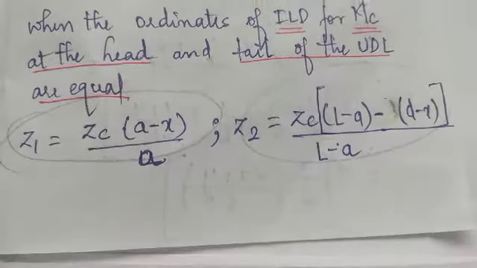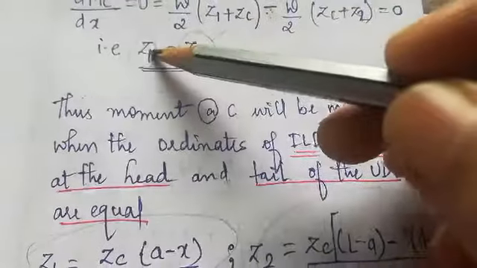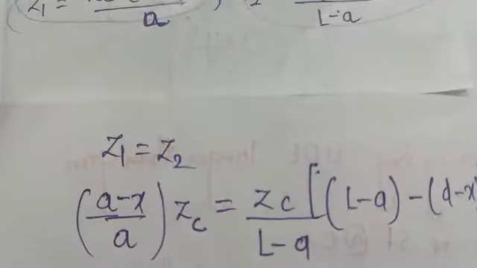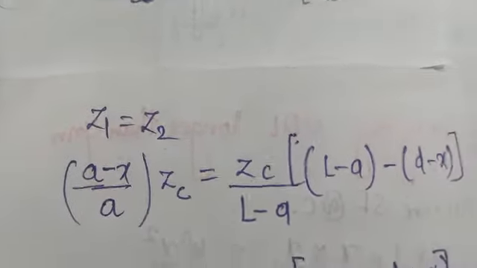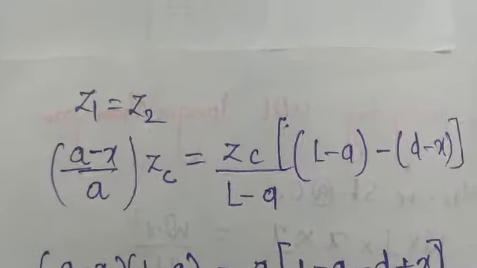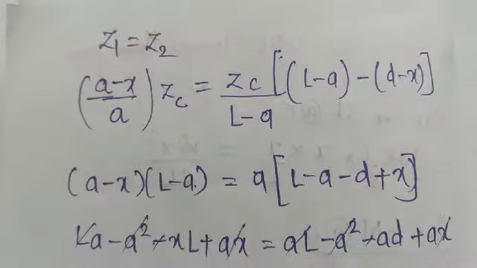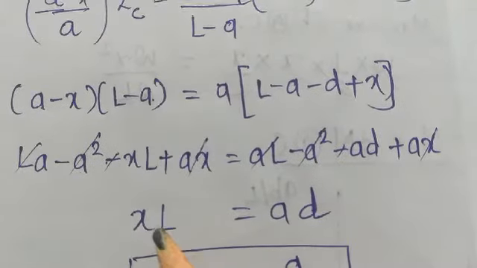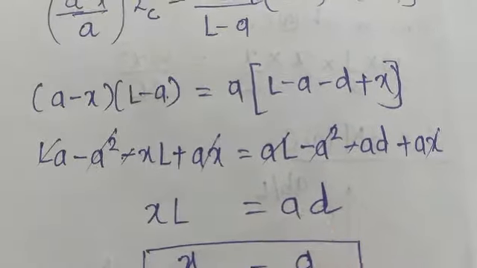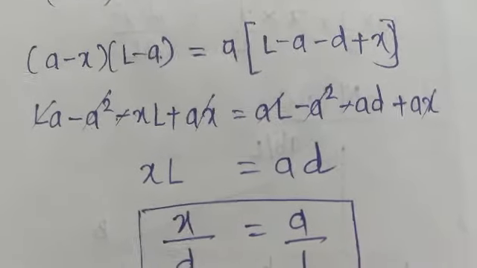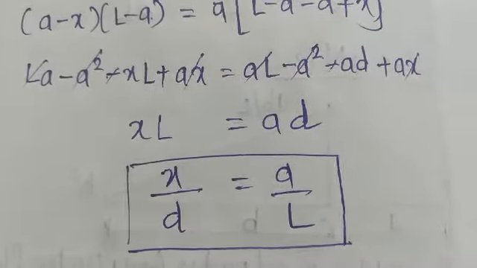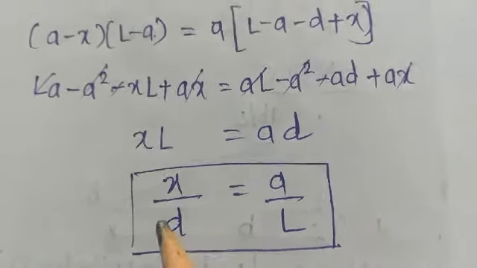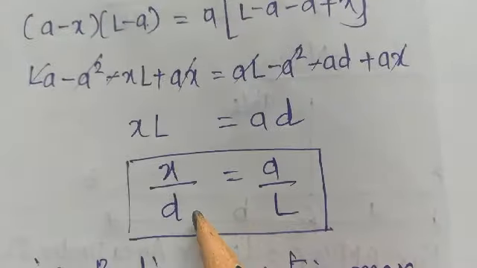Now as I know the value of Z1 should be equal to Z2, let me equate the ordinates of Z1 and Z2. Once I equate them, after doing the simplification I will get the answer as X multiplied by L is equal to A into D. That is, if I do the cross multiplication, I'll get X divided by D is equal to A divided by L. What is the meaning of this ratio?